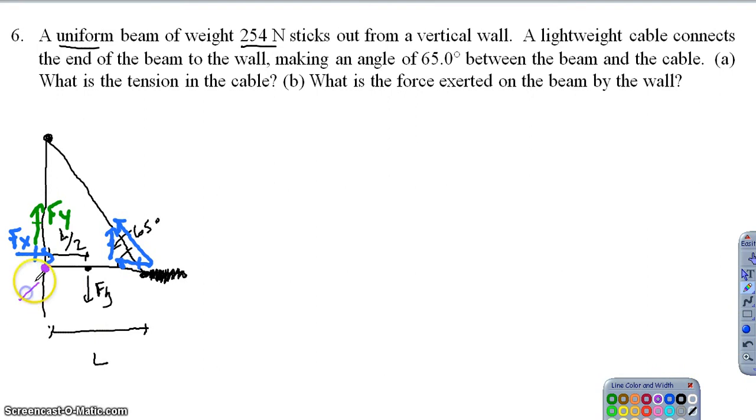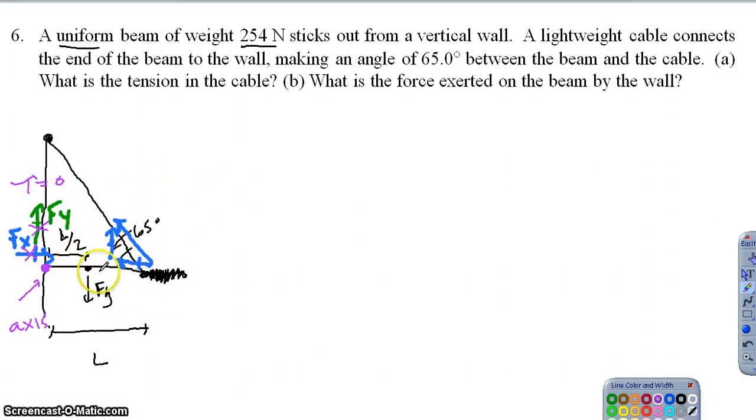Typically for torque, I'm going to choose that point to be the axis of rotation. The reason I want to do that is to eliminate the force at the wall. Regardless of whether there's one component there or two, by choosing this to be my axis of rotation, these aren't going to produce any torque because they're acting through the axis of rotation, through the center. So I don't have to worry about their torque.